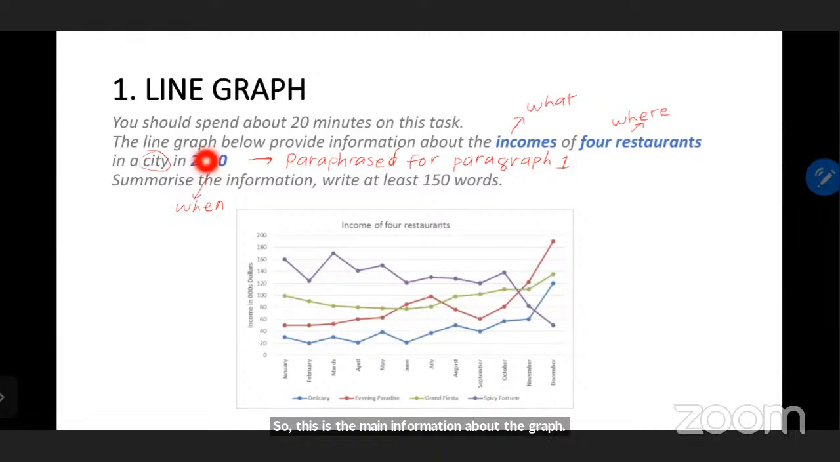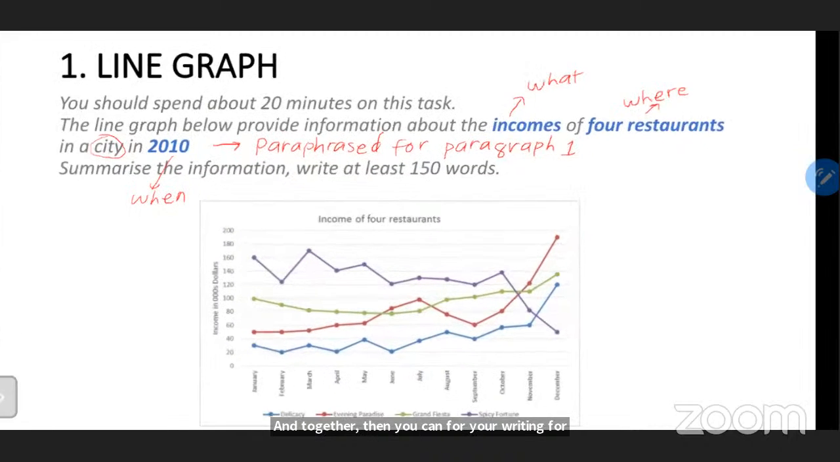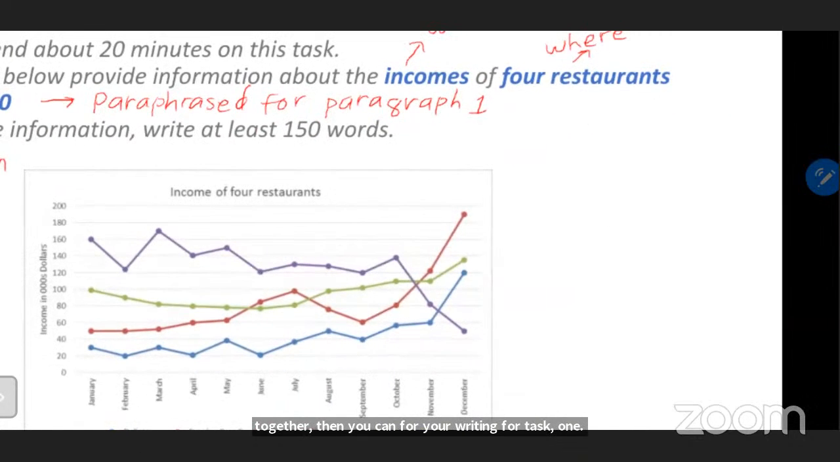Right here, you can see information about incomes of 4 restaurants. Incomes is the what for the question, and where it is, 4 restaurants in a city. The city is not specified. Okay, and in 2010. This is the when part of the graph. So you have to paraphrase this for paragraph 1 later. Nanti kita tunjukin. For your writing, for task 1, the basic formula, you are going to write at least 3 to 4 paragraphs.